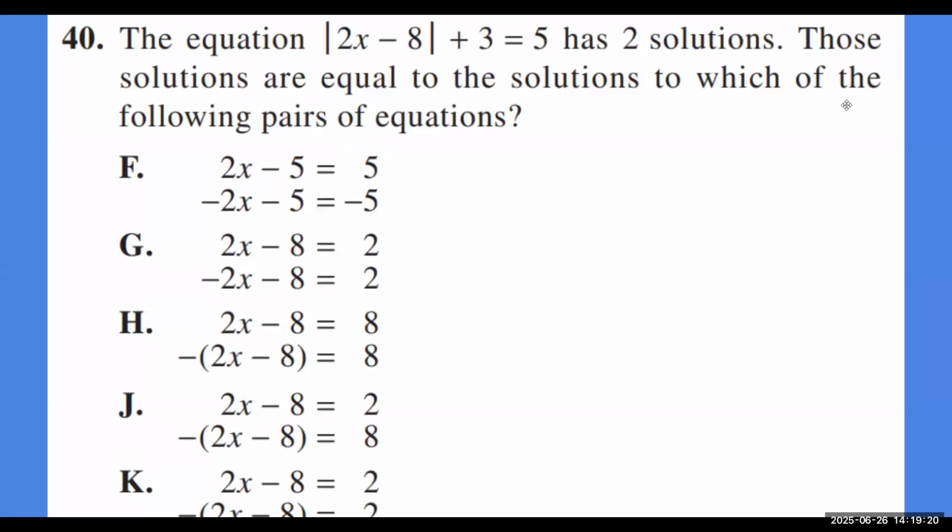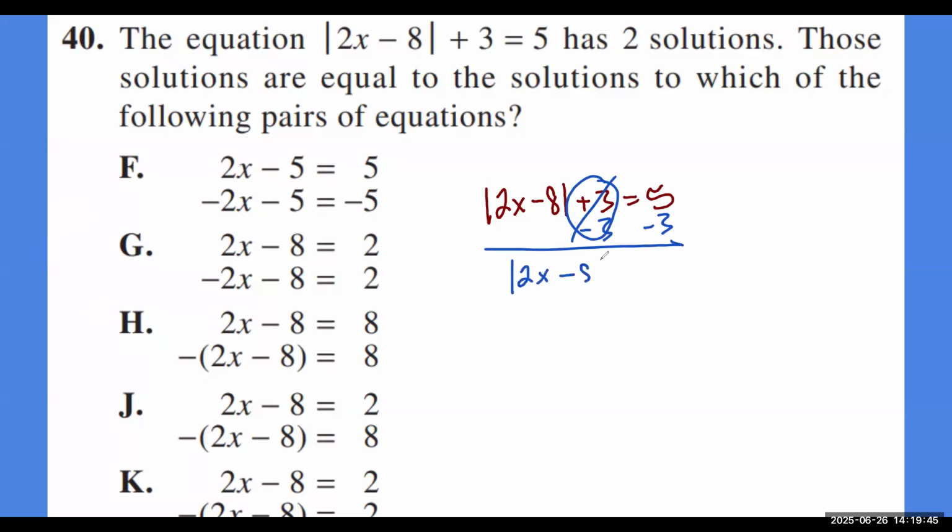All right, so for this question, you need to recognize that we have an absolute value problem, but we have a number that's not included in the absolute value. So if I look at |2x - 8| + 3 = 5, in order to start solving for x, I would have to move this 3. We move the 3 by doing the inverse operation, which creates a zero pair. So I have the absolute value of 2x - 8 on the left side, and I have 2 on the right side.